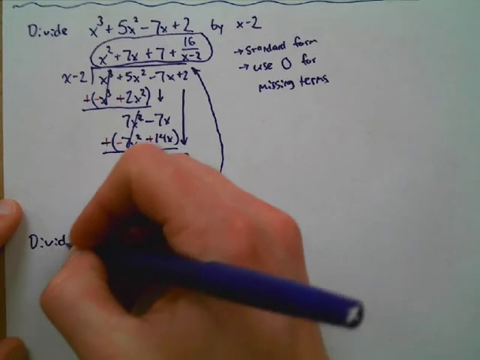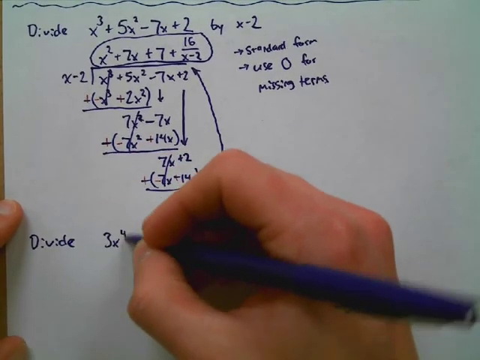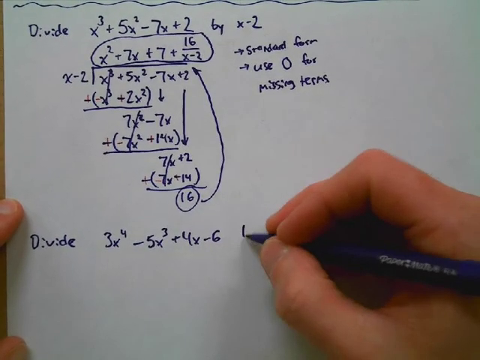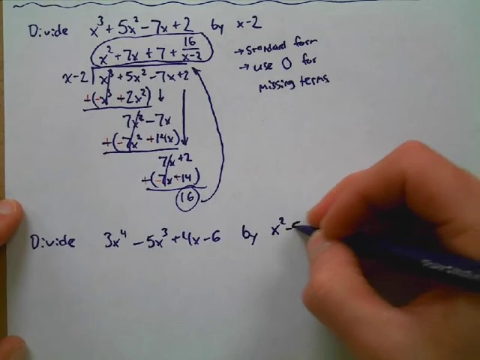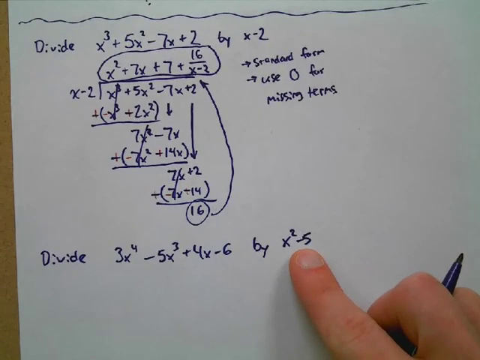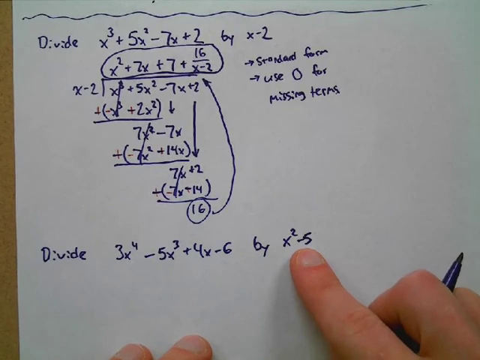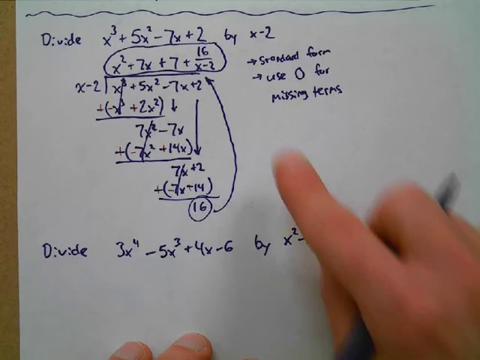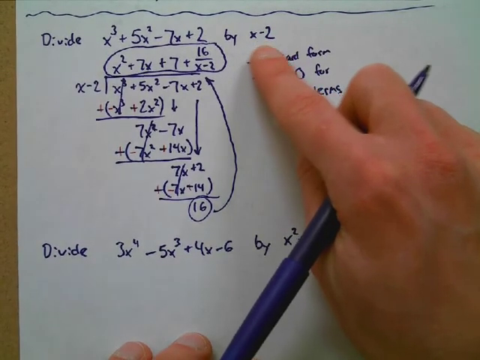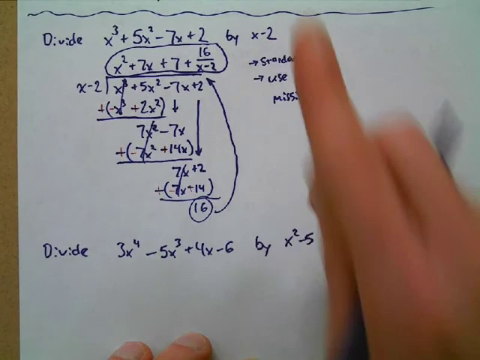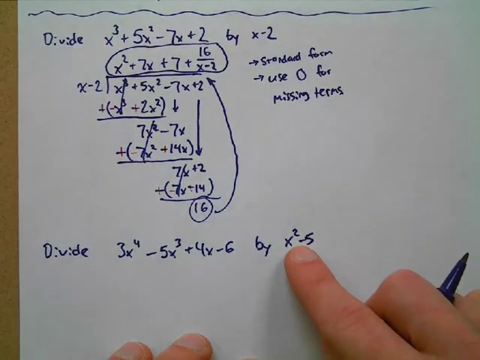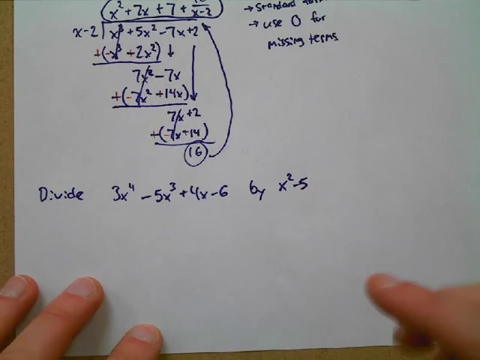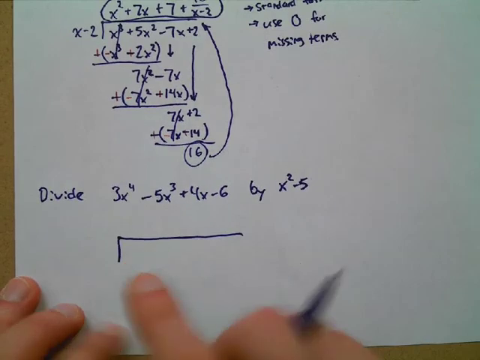If I ask you to divide something like 3x to the 4th minus 5x to the 3rd plus 4x minus 6 by something like x squared minus 5, the difference here, and you'll see it when we talk about synthetic division in the future, is this: when you divide by a linear, a degree 1 polynomial, you can use synthetic division. When you divide by a quadratic, a degree 2 polynomial, you have to use long division. So let me show you the setup, and then we'll stop. What goes outside in front here?